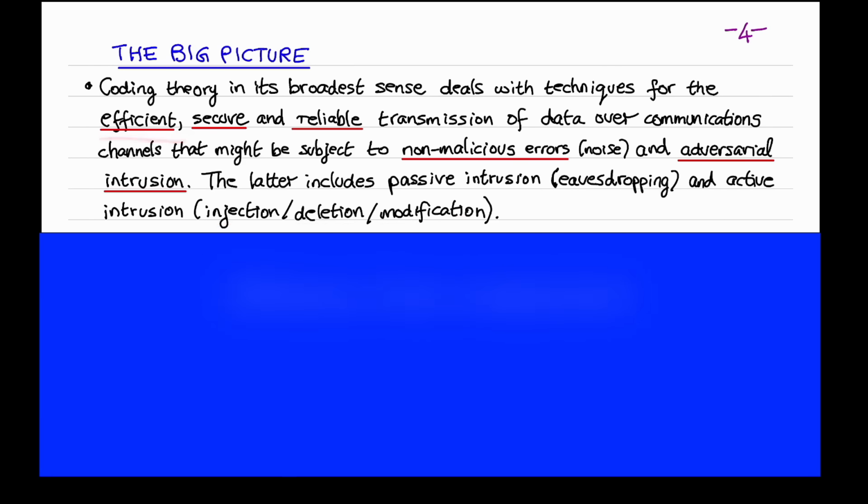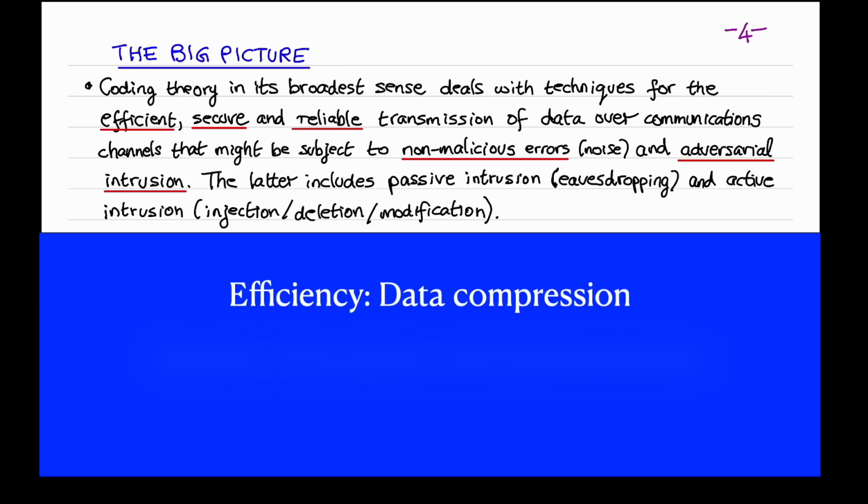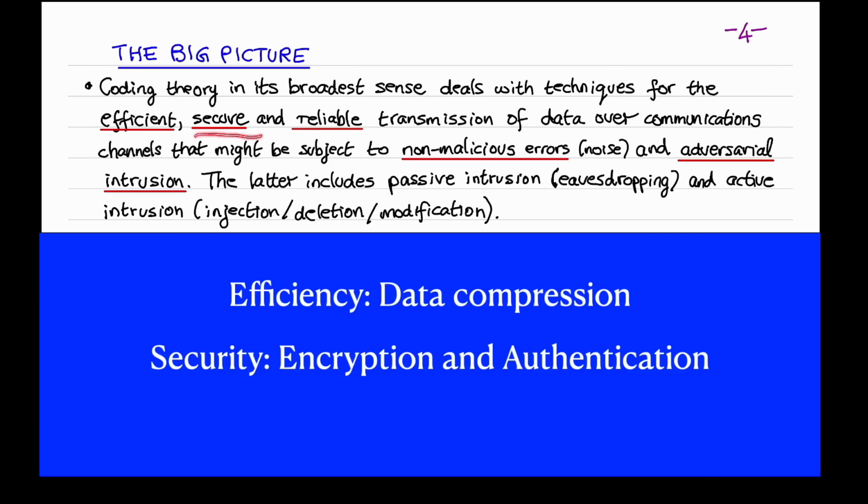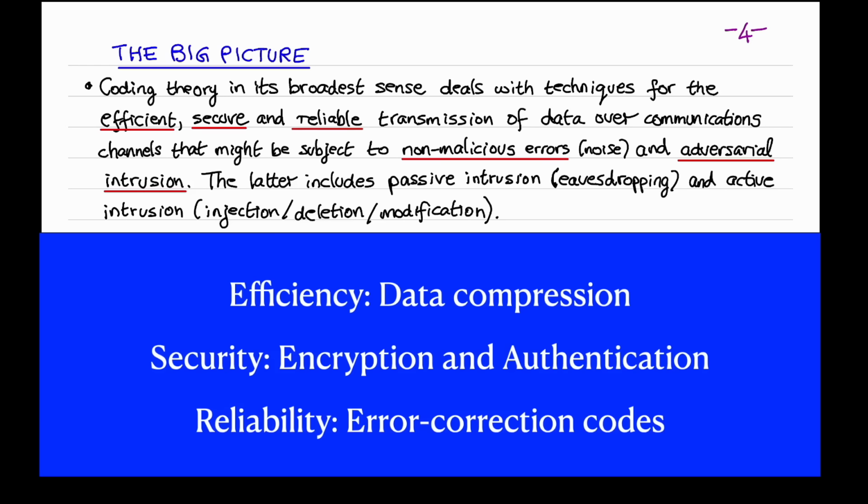Efficiency can be enhanced by compressing the data before transmission. Security is accomplished by encrypting the data and by adding authentication codes to the data. Reliability is accomplished by adding redundancy to the source messages so that the received messages can be decoded even if some errors are introduced during transmission.